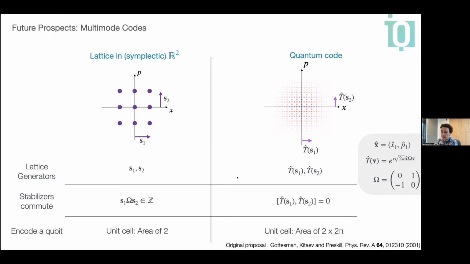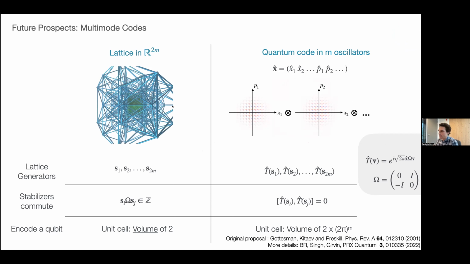And then to make sure that it's a valid quantum code, that your stabilizers commute and you really encode a qubit, there are a bunch of conditions. If you're not familiar with this notation, suffice it to say that there are some math conditions. And so how do we build a GKP code in multiple modes? Well, we do the same thing, just in higher dimension.